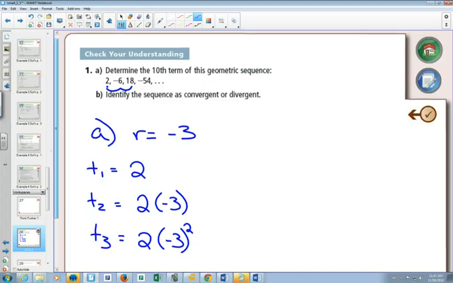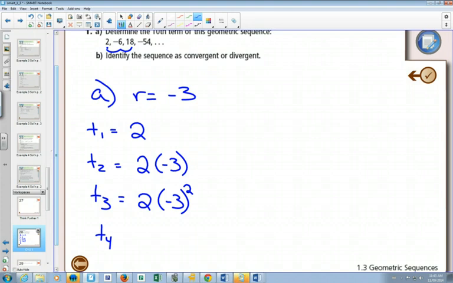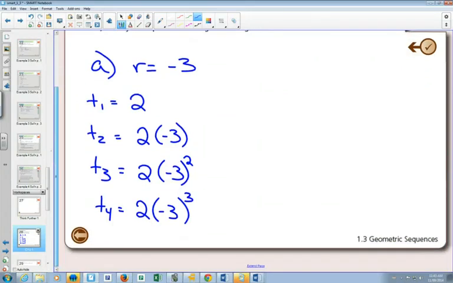When we get to term 4, which was -54, we could say, well, if I started from my first term and kept on going, I'd have to multiply by -3 3 times. Now, using this pattern, what are we going to need to do when we get to the 10th term? Start with our first term, and how many times would we have to multiply by -3 before we got to our 10th one? 9 times.